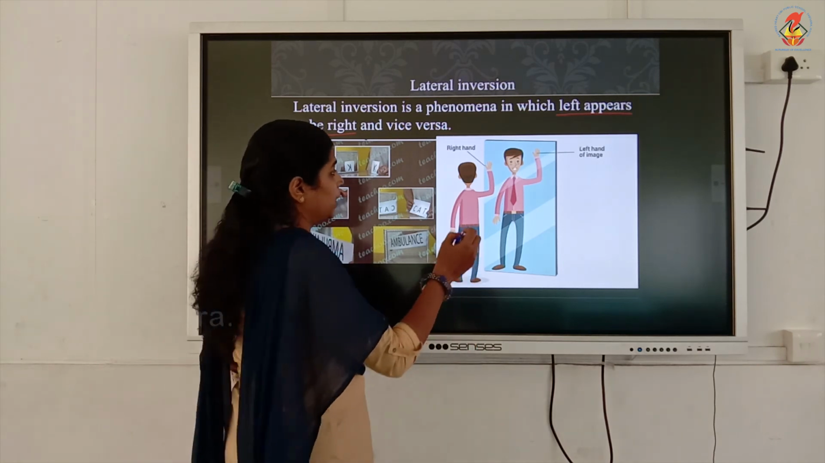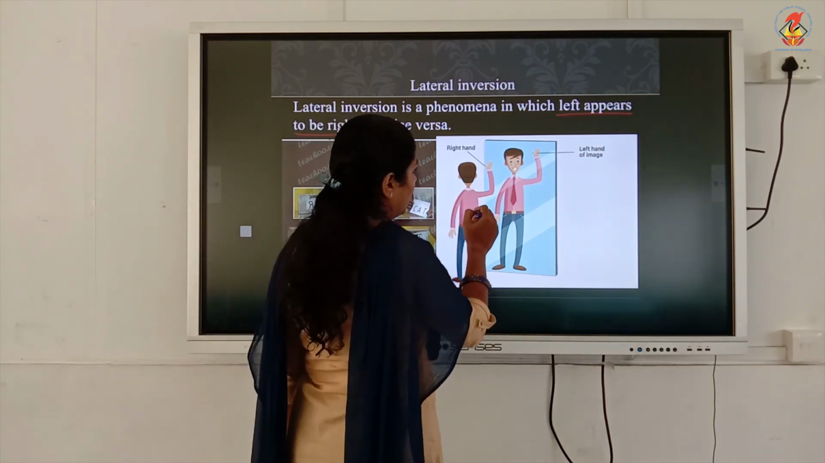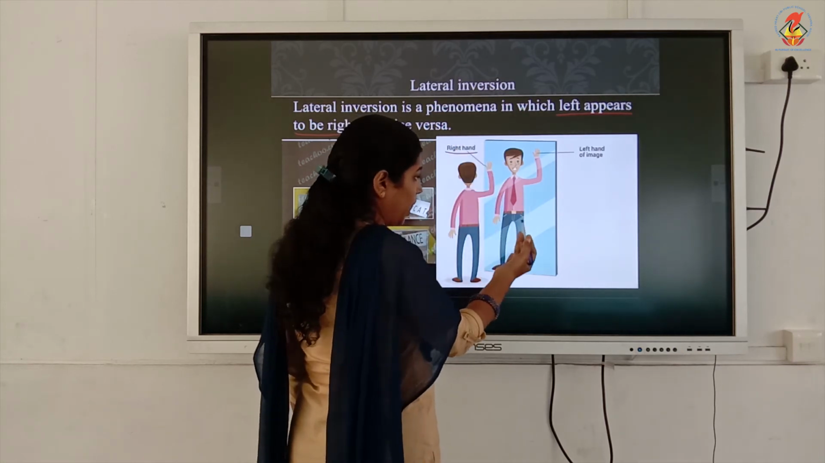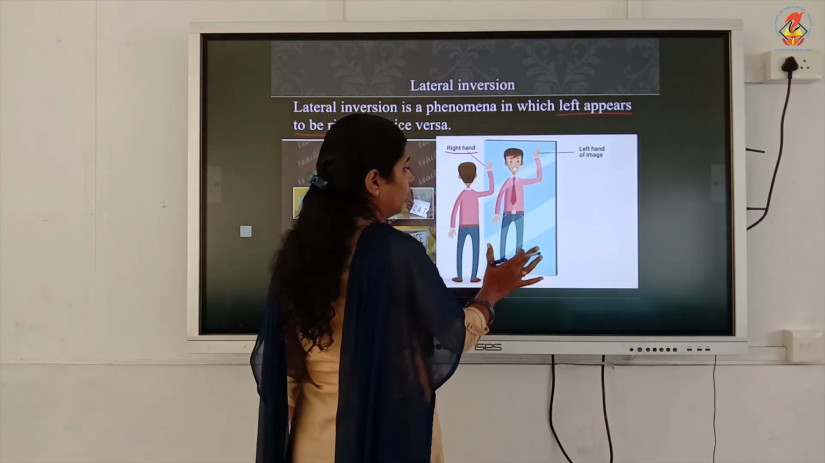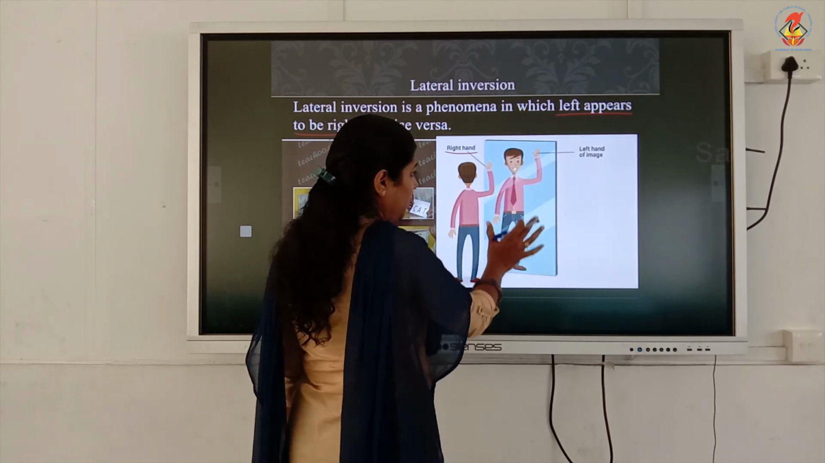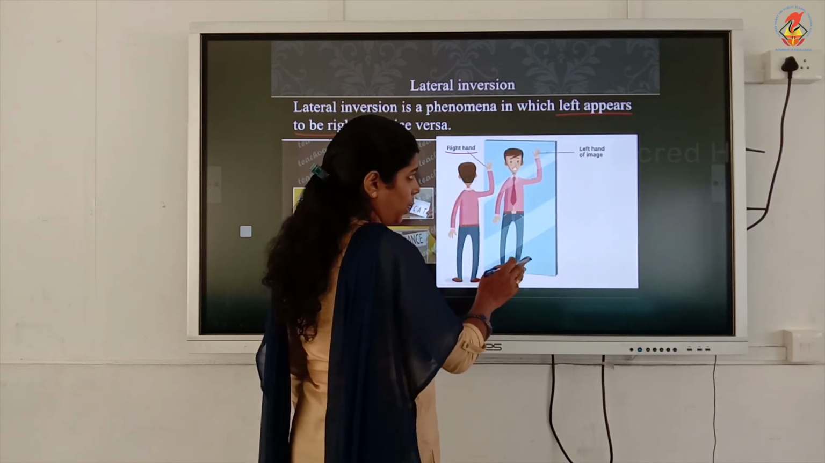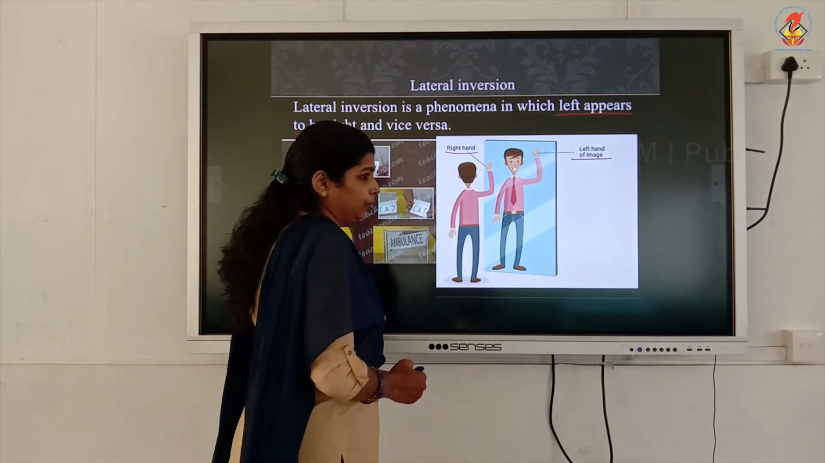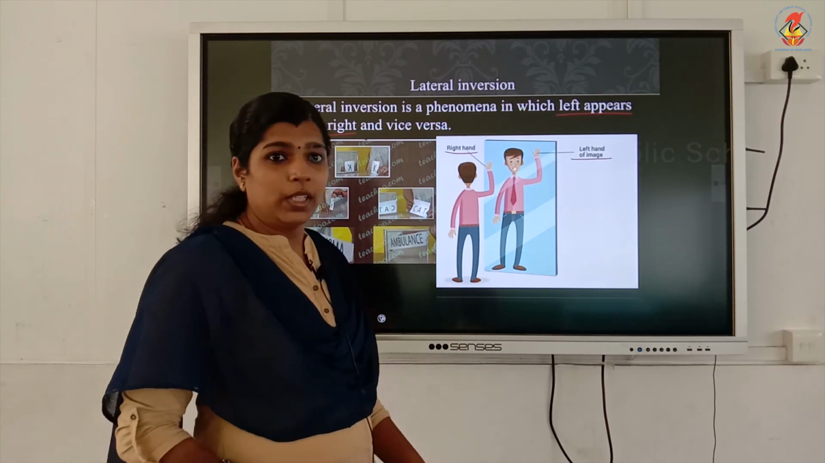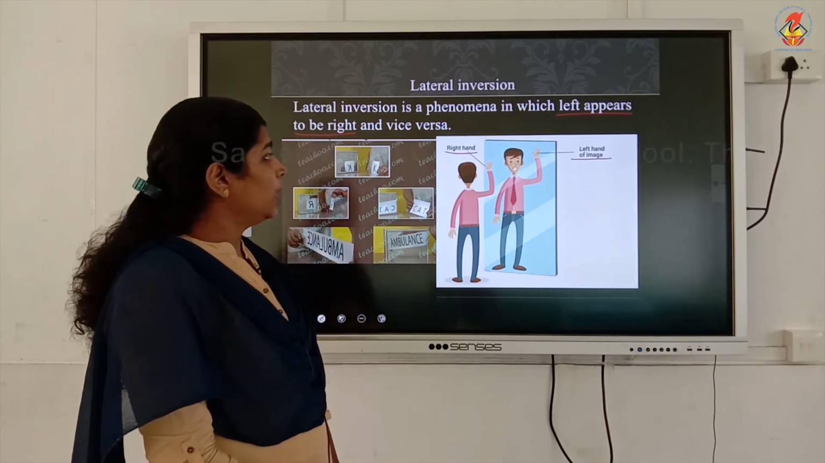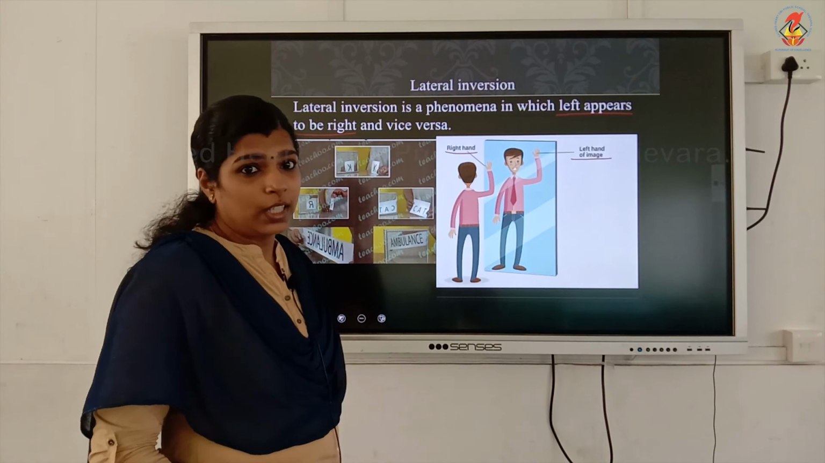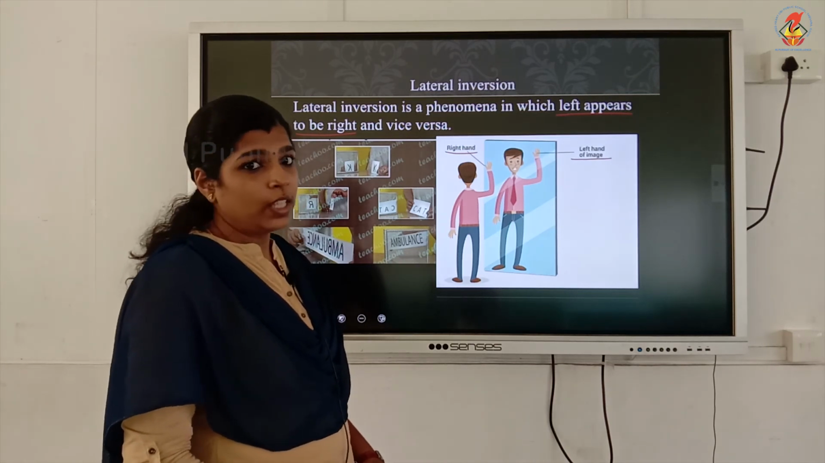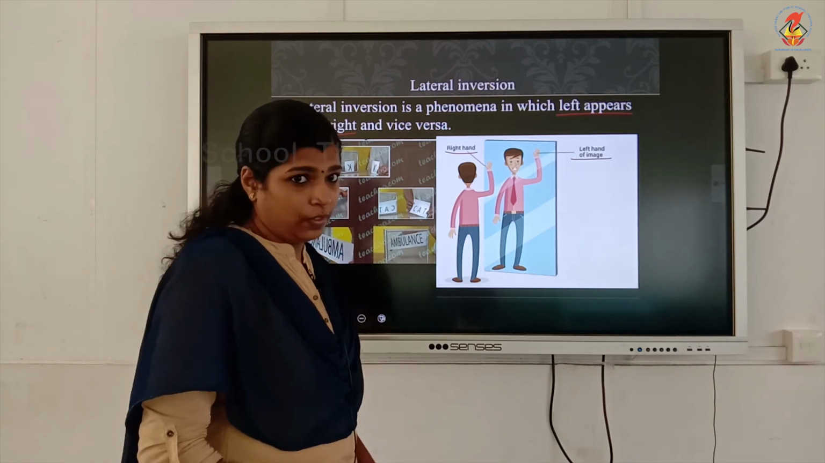Here a person is standing in front of the mirror and he is raising his right hand. This one is the image seen in the plane mirror. That image is a virtual image and that image will raise its left hand. The left hand of the image is raised. That left-right reversal between the object and its mirror image is known as lateral inversion.